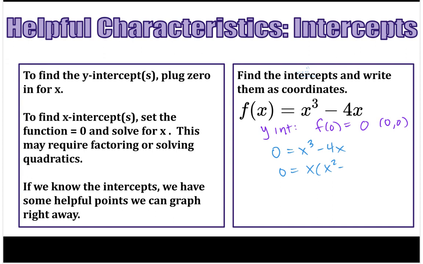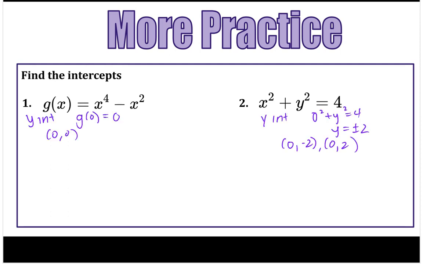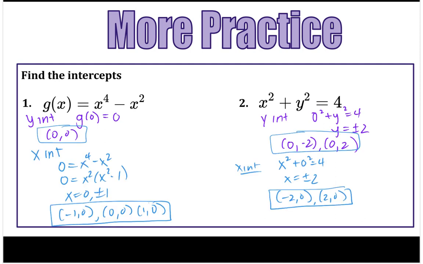Let's go ahead and look at a couple more examples of finding intercepts. Now I'm going to encourage you to pause the video and find these intercepts on your own, and then unpause the video and see how you did. So first thing, for both numbers 1 and 2, I'm going to go ahead and plug in 0 to find the y-intercept. So if we plug in 0 for x, we can find the y values that make our statements true, and then I'm going to go ahead and find the x-intercepts by plugging in 0 for y in number 2, and by setting g of x equal to 0 for number 1. And there we have it.